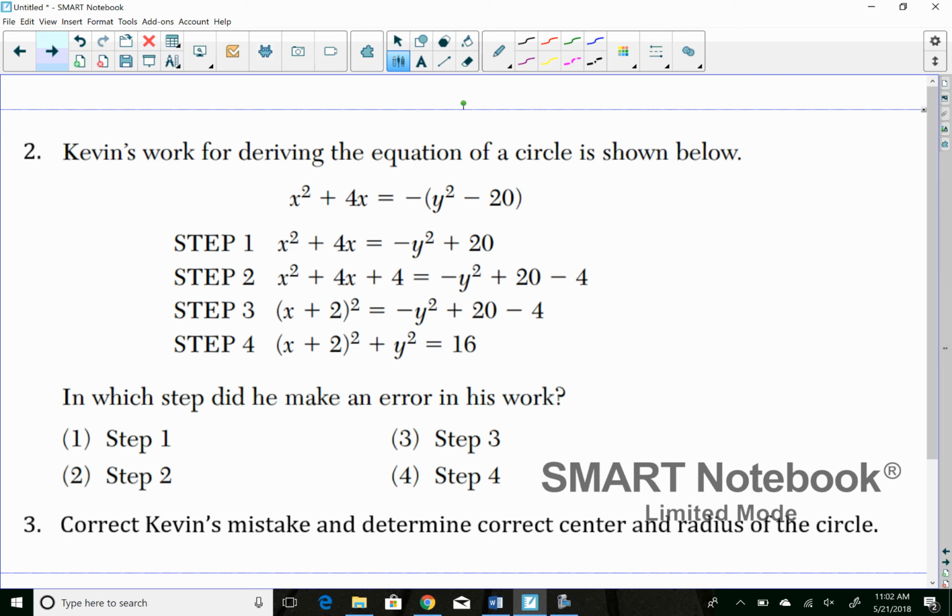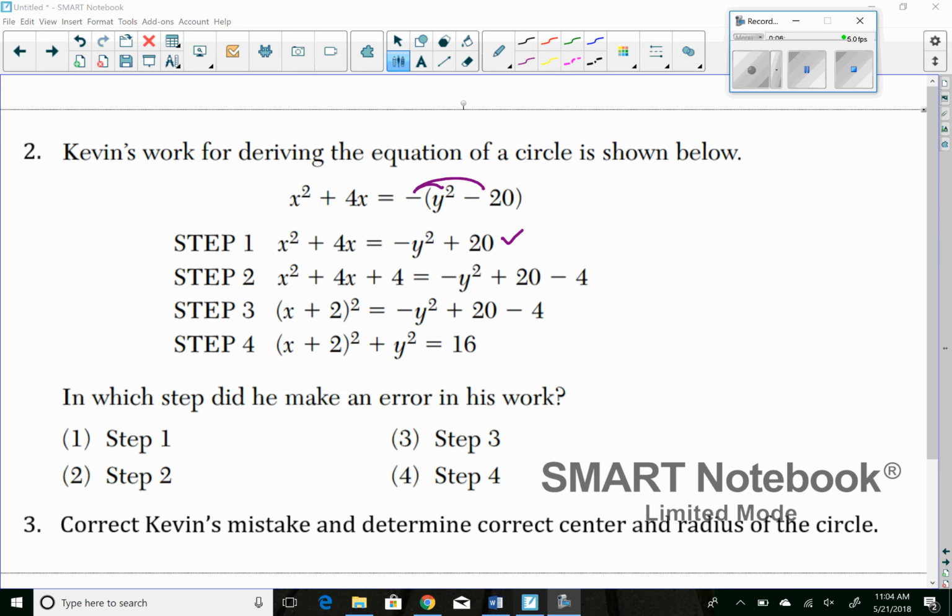The next one gives you Kevin and his nice math work here to try and figure out where Kevin's mistake was. So the first thing Kevin did here was he distributed the negative, which is correct. So that first step is good. After he did that, he then took half of 4 and squared it and got plus 4. Your wish came true.